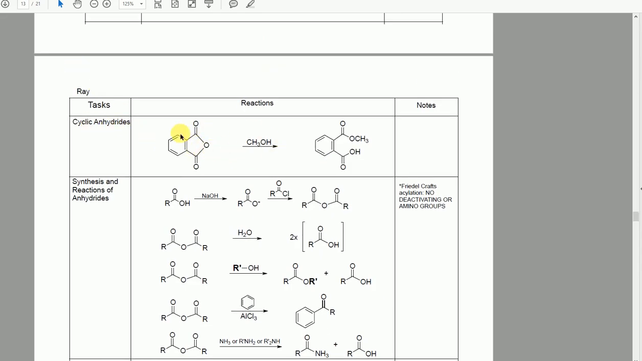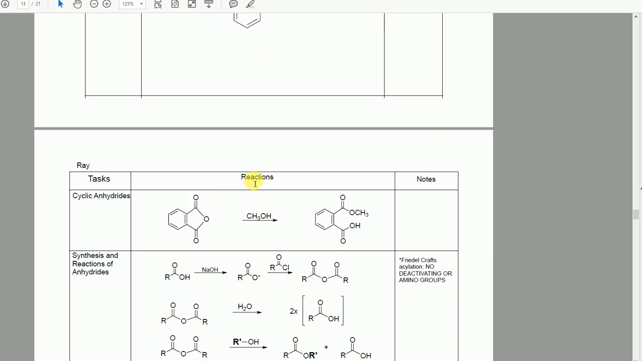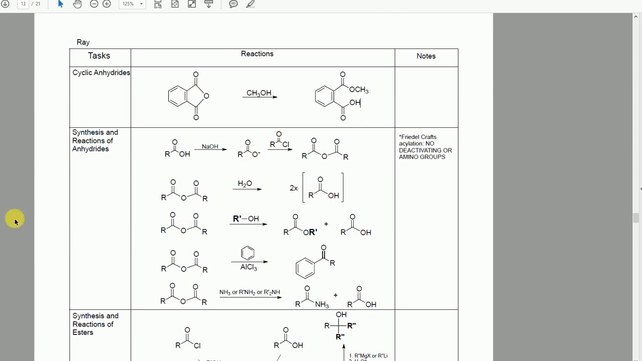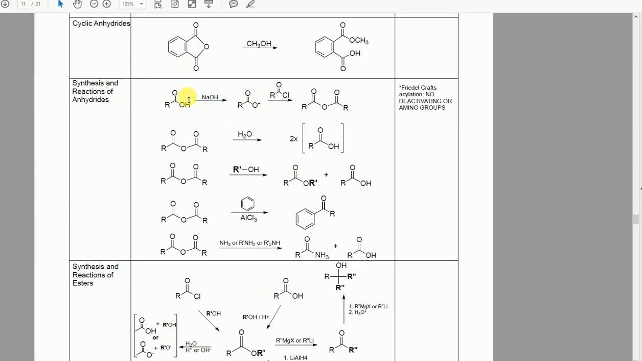So this is opening a cyclic anhydride once formed, and this will give us an ester and a carboxylic acid. Then we have the reactions of anhydrides, and they show you how to form an anhydride like I described in the previous video. And as you would expect, we have this reaction with H2O, a reaction with alcohols, and a reaction with amines, and all these go down the ranking of reactivity.